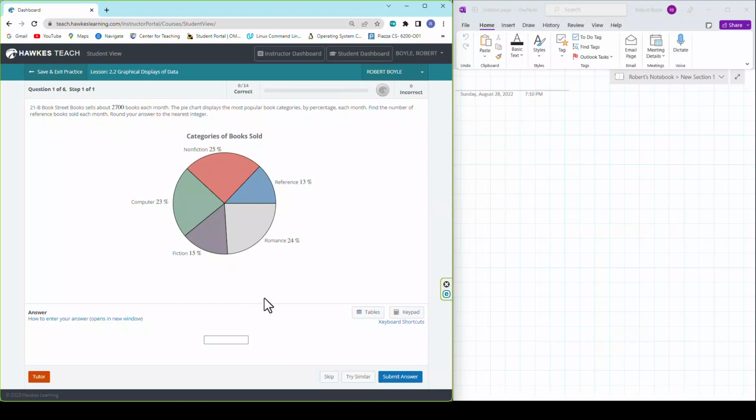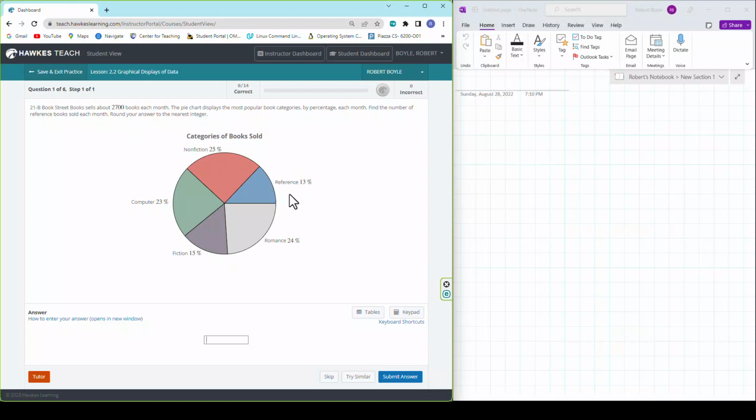And notice it is a pie chart. And this is what we have. Book Street Books sells about 2,700 books each month. This pie chart displays the most popular book categories by percentage each month. Find the number of reference books sold each month. Round your answer to the nearest integer.